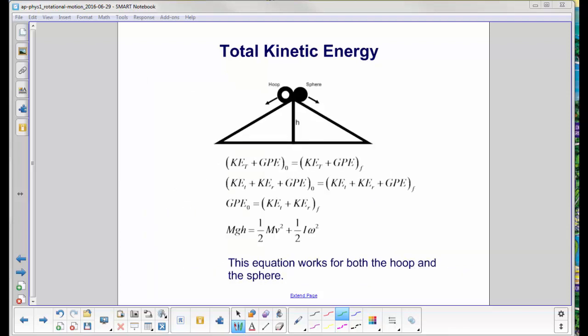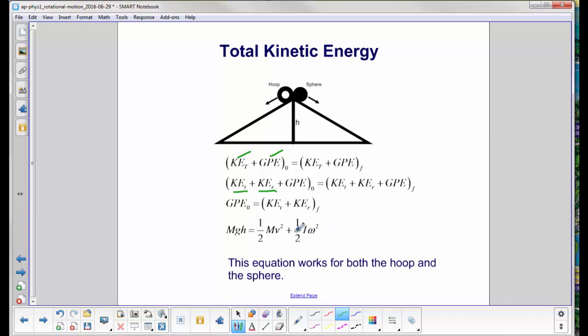We have no springs involved, so the only energy we're going to have is total kinetic energy and gravitational potential energy. This is the original at the top, and here's our final, which is at the bottom. We now put in for total kinetic energy translational and kinetic energy rotational, and we do that for both sides of the equation. Let's simplify it. At the top, there's no movement, so all we have is gravitational potential energy. At the bottom, the height is 0. There is no gravitational potential energy, but we will have rotational and translational kinetic energy.